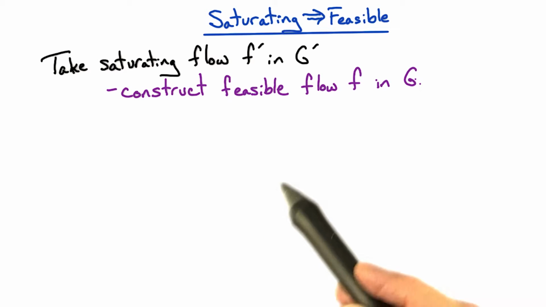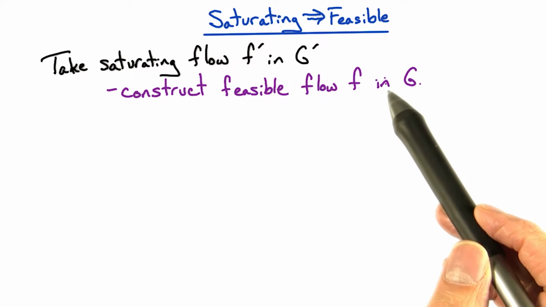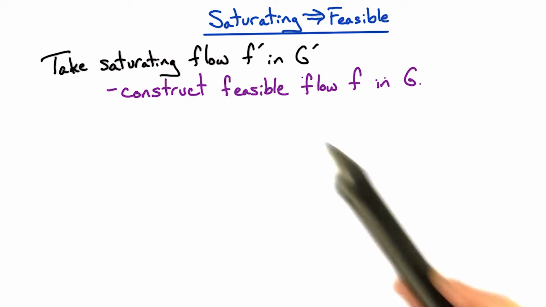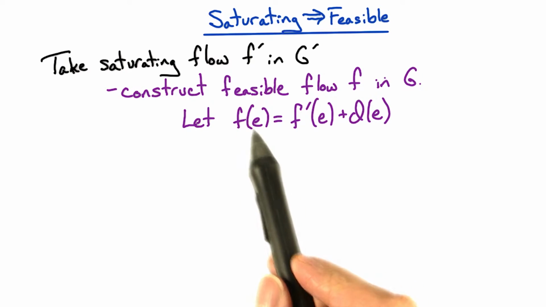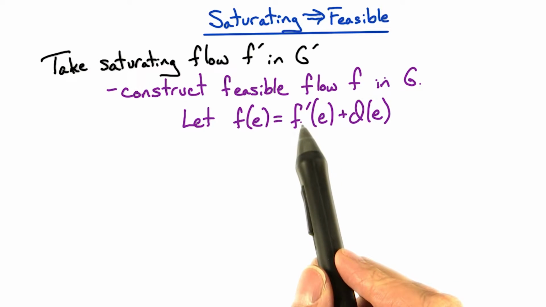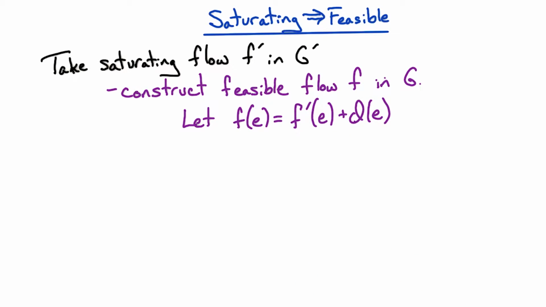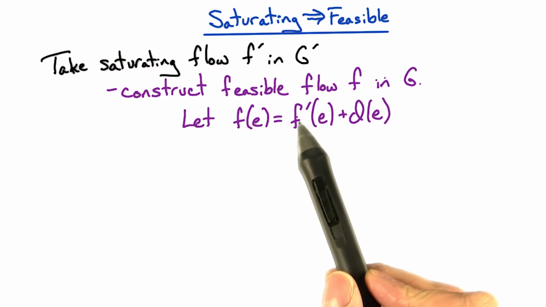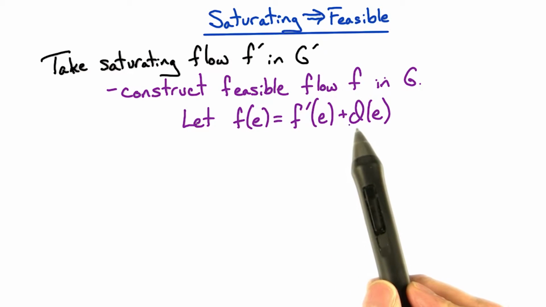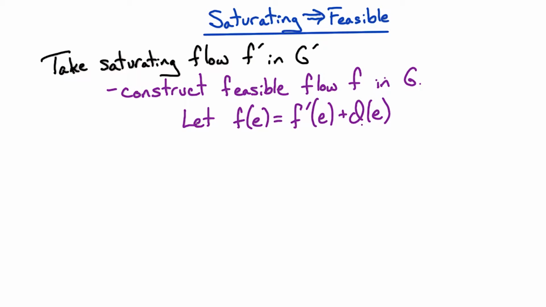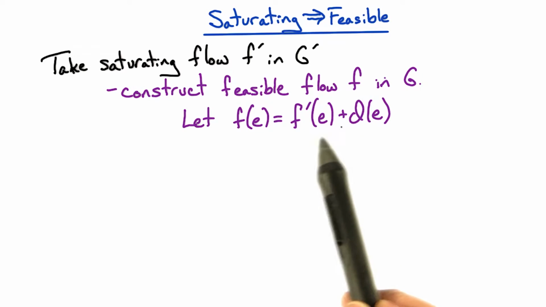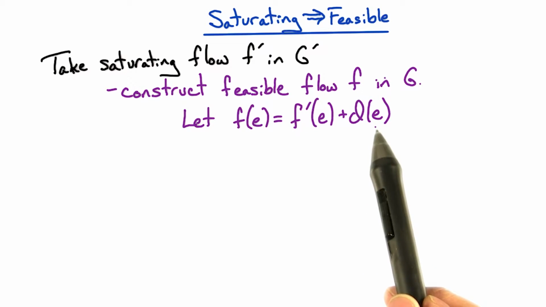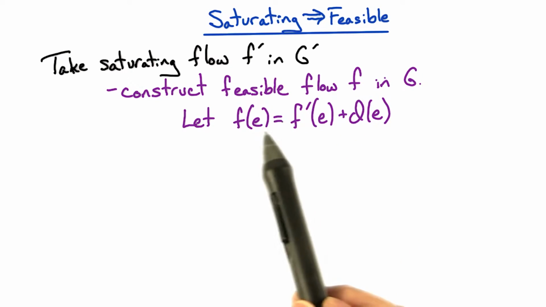Recall that the capacities in G' were the capacities in G shifted by the demand D. So we're going to let the flow in G be equal to the flow in G' plus the demand. So if we had zero flow in G', then we'll have the minimum flow possible in G, which is the demand D of E. And if we sent, say, 2 units of flow in G' along this edge E, then we'll send 2 plus the demand along the edge E in the graph G.